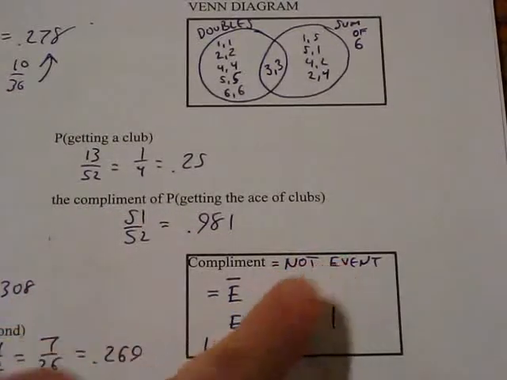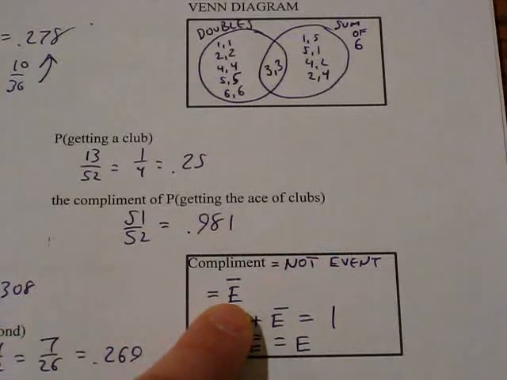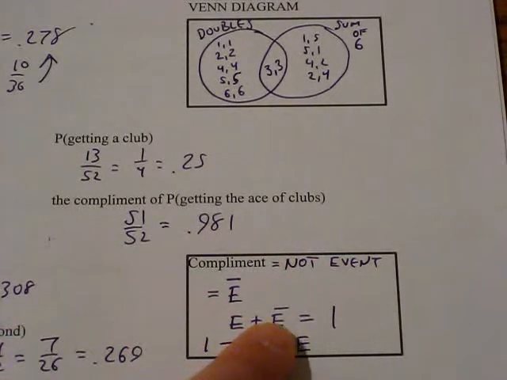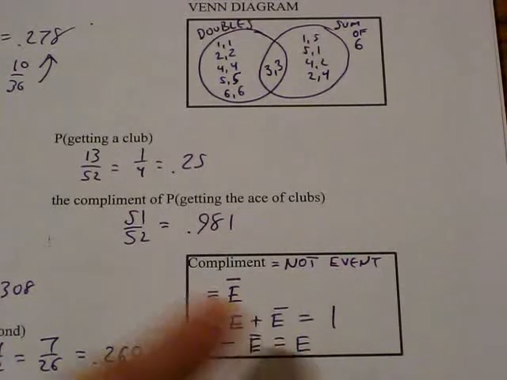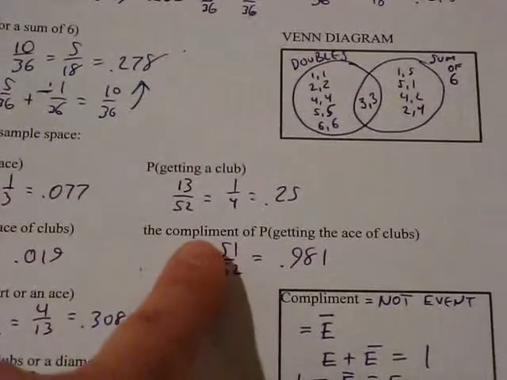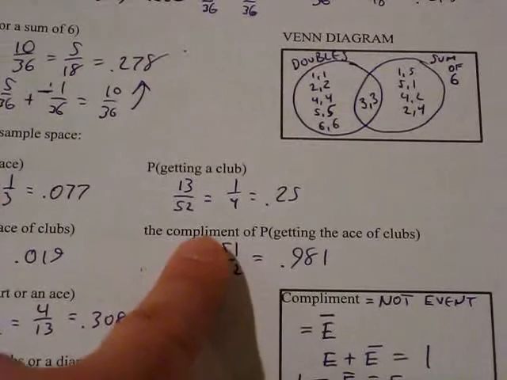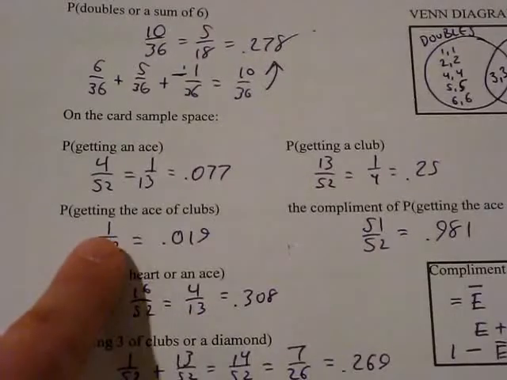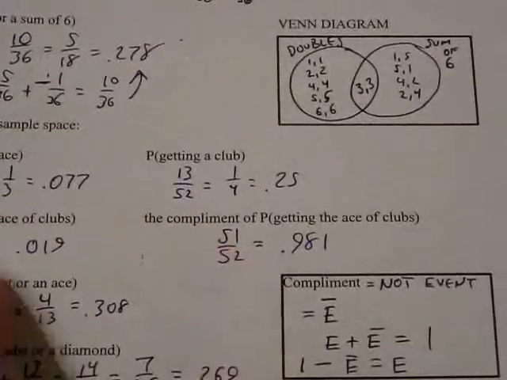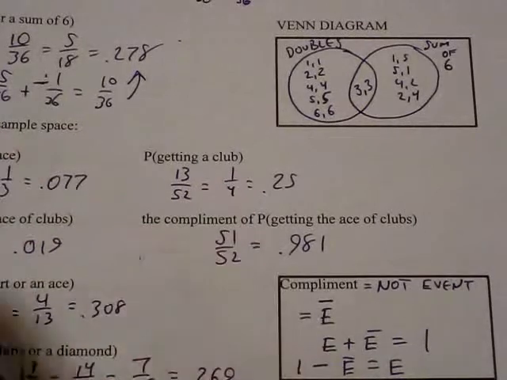So really the complement is saying not the event, which is given by this symbol, E bar. Now if you take the event and add the E bar, you'll get to 100%. Or 100% minus your complement gives you the actual event. So the complement is saying it's not going to happen. So this is, I want the ace of clubs. The complement of that event is not wanting the ace of clubs.